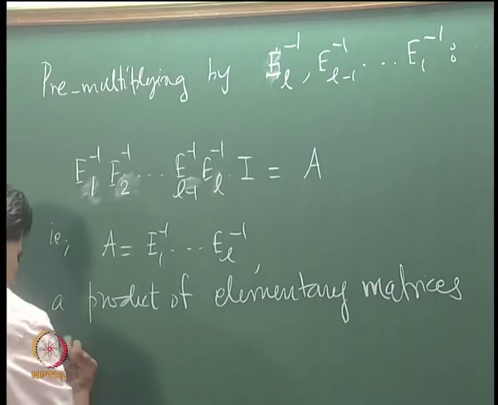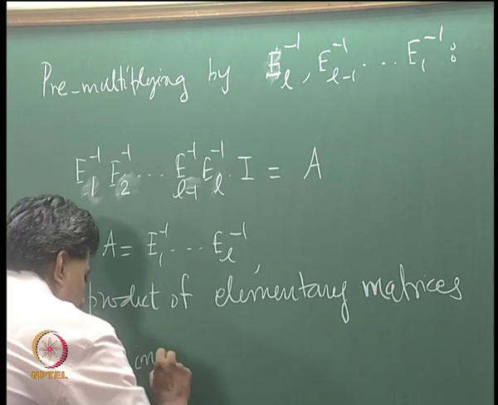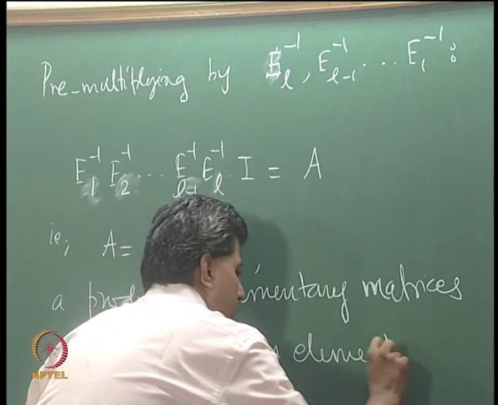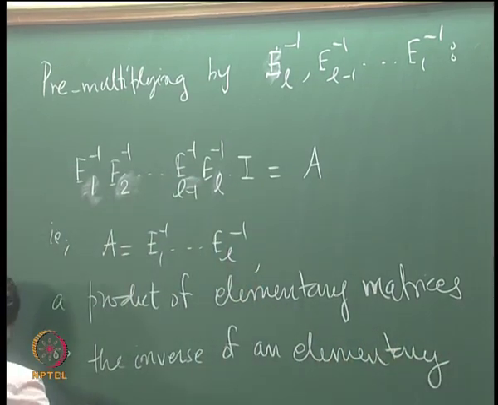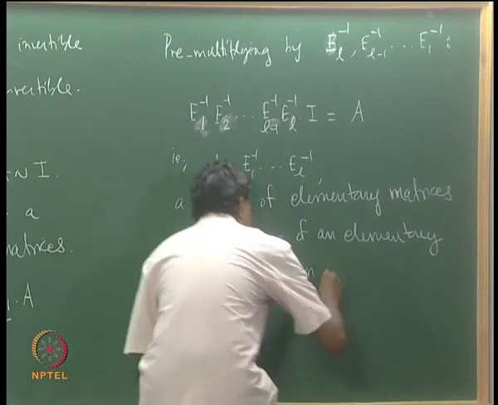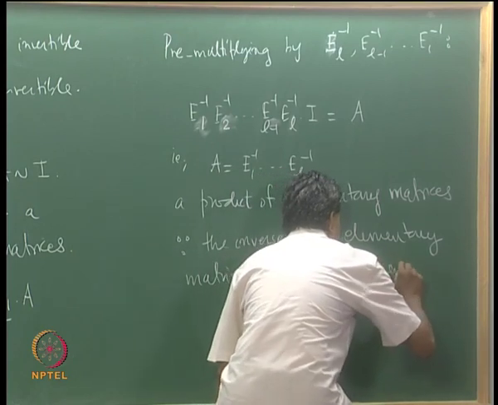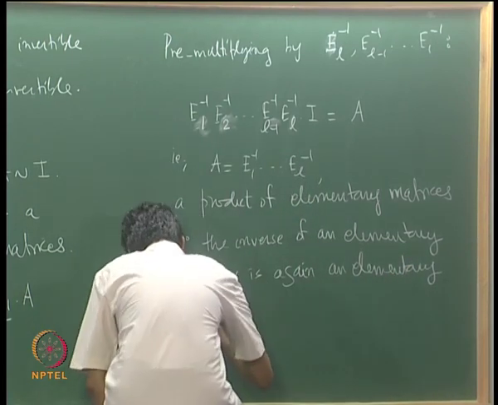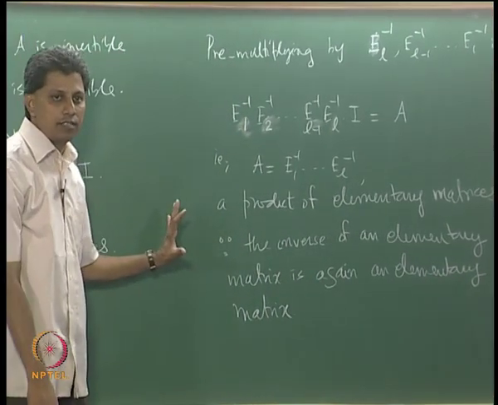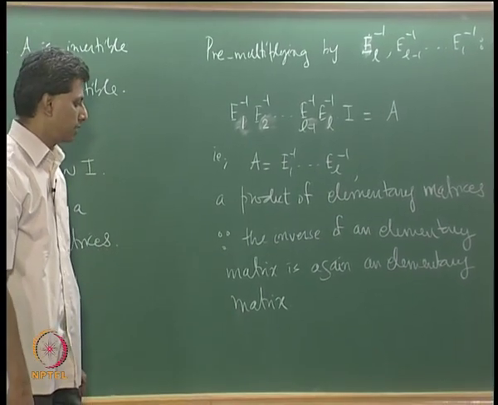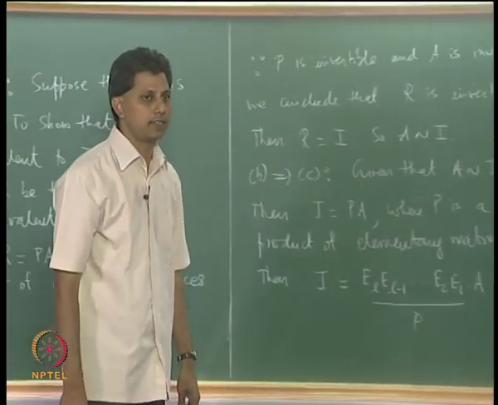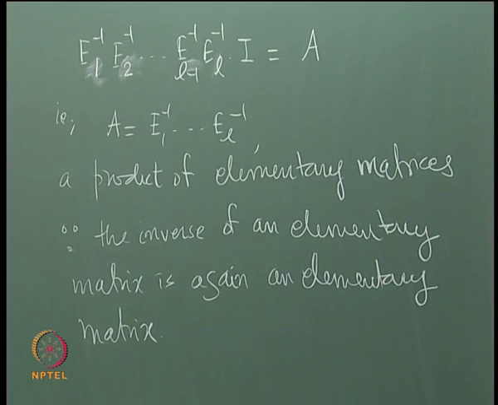What is the reason? Since the inverse of an elementary matrix is again an elementary matrix. Okay, this last step, because the inverse of any elementary matrix is again an elementary matrix. So I have written A as a product of elementary matrices. Okay, so that's the statement B implies C.